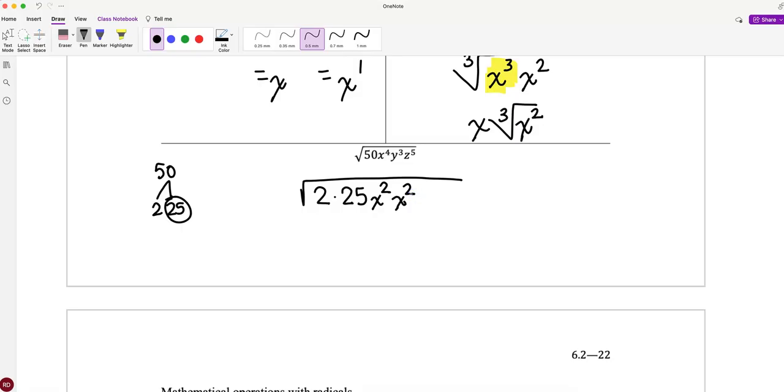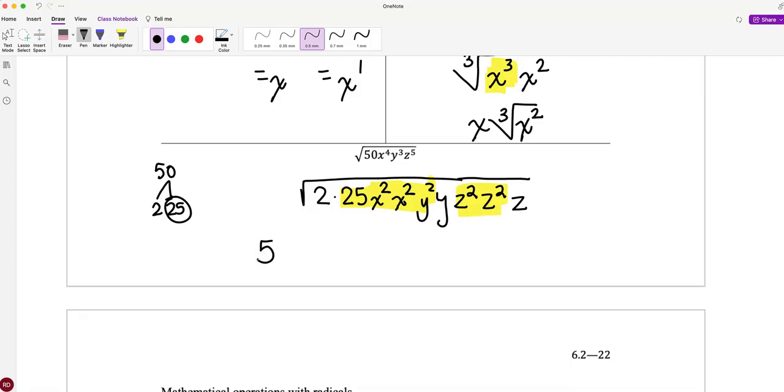I can rewrite y cubed as y squared y, and z to the 5th is z squared z squared z. Now the reason I wrote all of this out is that I want to see the perfect squares. I'm going to highlight all of the perfect squares, because those are the things that are going to simplify and come outside of the radical. So the square root of 25 is 5.